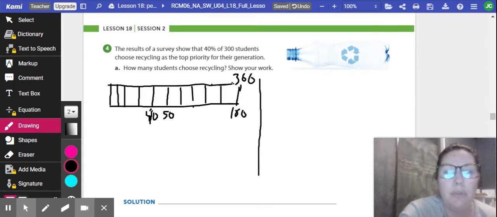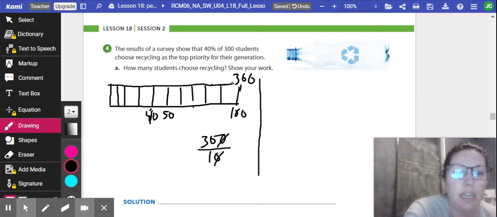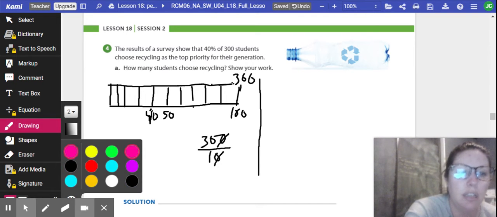Okay, so since I split this into tens, I want to divide 300 by 10 because I split it up into tens. If I had split it up into fourths, I would divide 300 by 4. And because I'm dealing with tens here, I can go ahead and cancel out my zeros. So that means in each of these boxes, it's going to be 30.